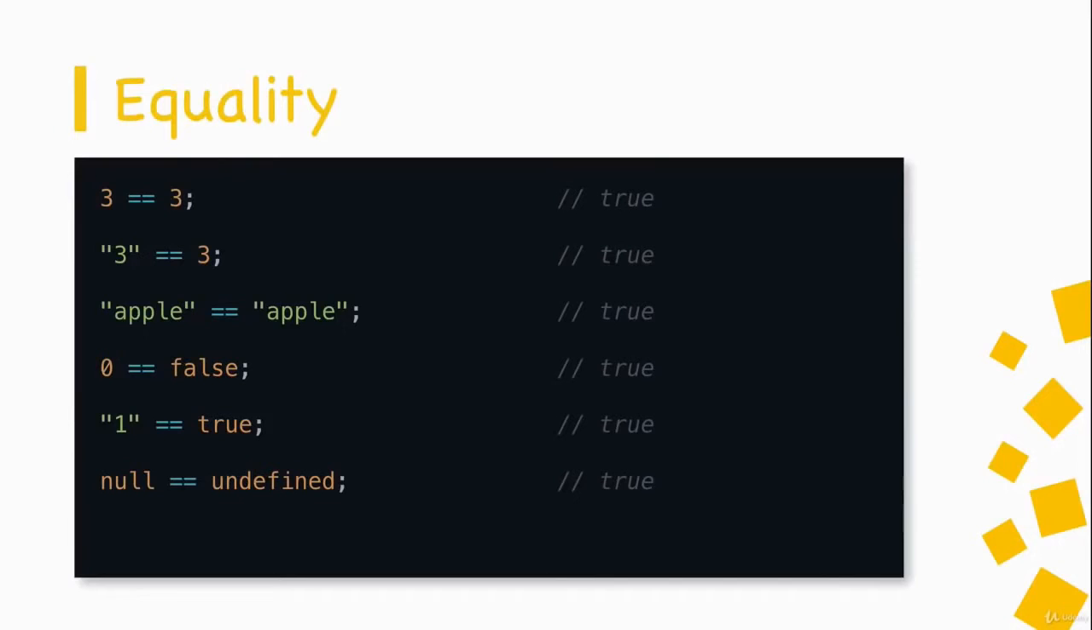Now do remember that with equality operators, null is equal to undefined. Although they're not the same, there's a difference between null and undefined, because null means a deliberate non-value and undefined means the value is just not defined yet, but with the equality operator, it is treated as the same. That's why they're treated as equal, and it returns true. And finally, it works on Booleans as well. So false is equal to false, which returns true, because false is equal to false.